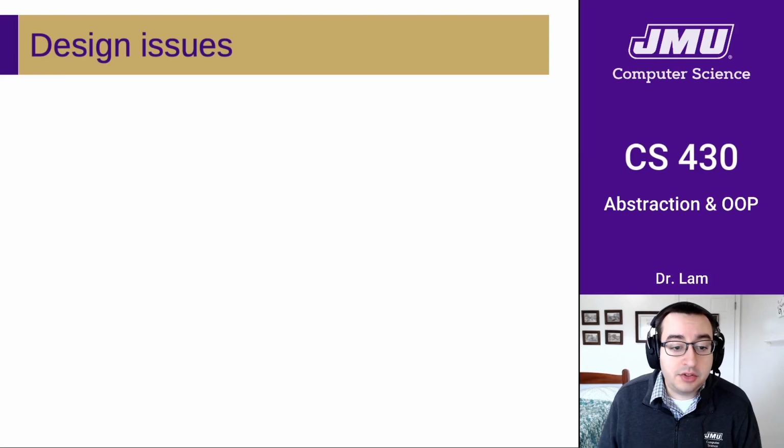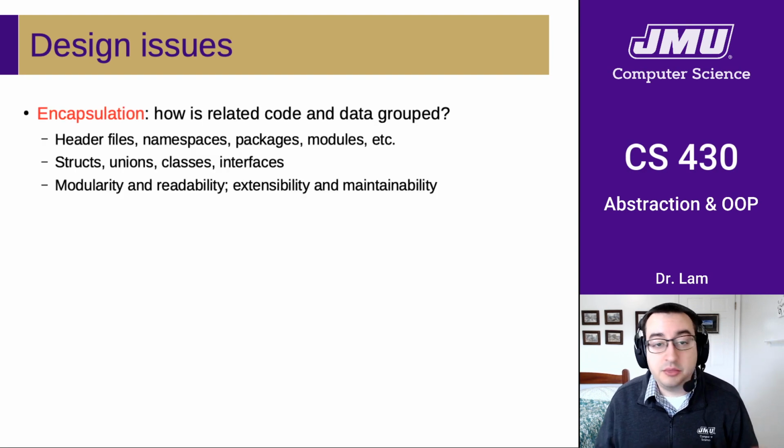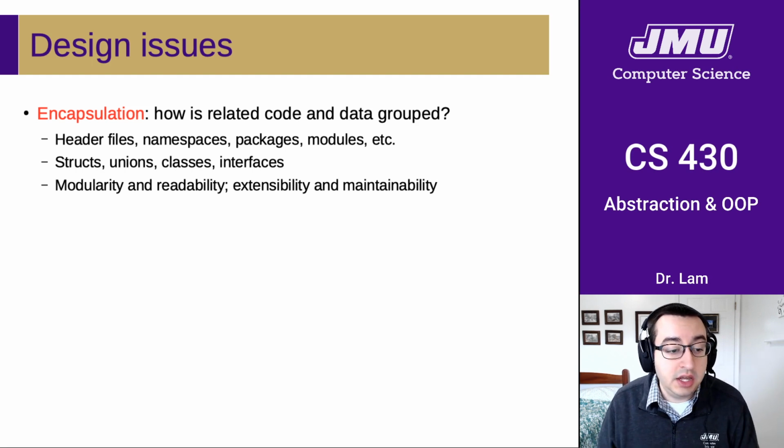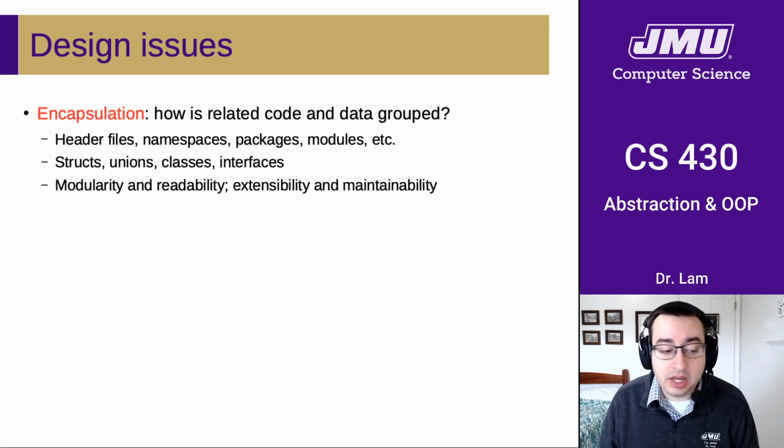Okay, so let's talk about some of the design issues associated with support for abstraction in programming languages. So first, let's define some terms. Encapsulation deals with how we are able to group together related code or related data. This includes things like headers from C or packages from Java or structs or classes. This deals a lot with the concept of modularity and readability, extensibility, maintainability.